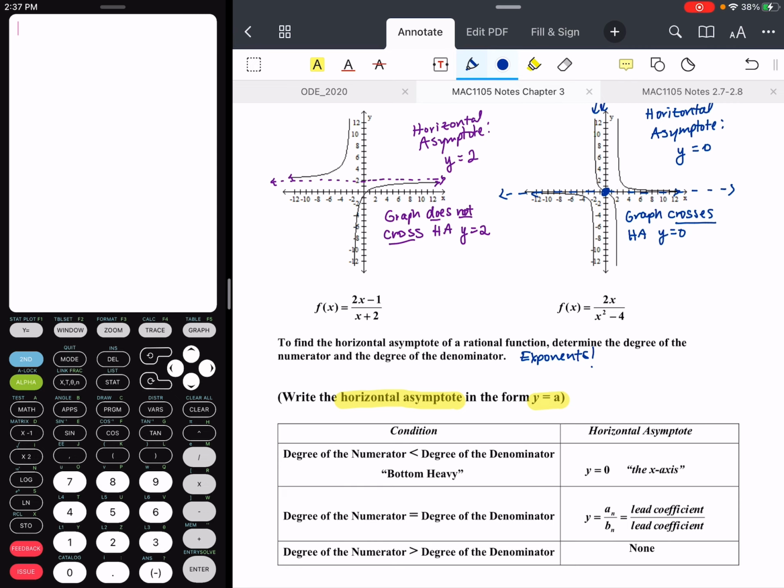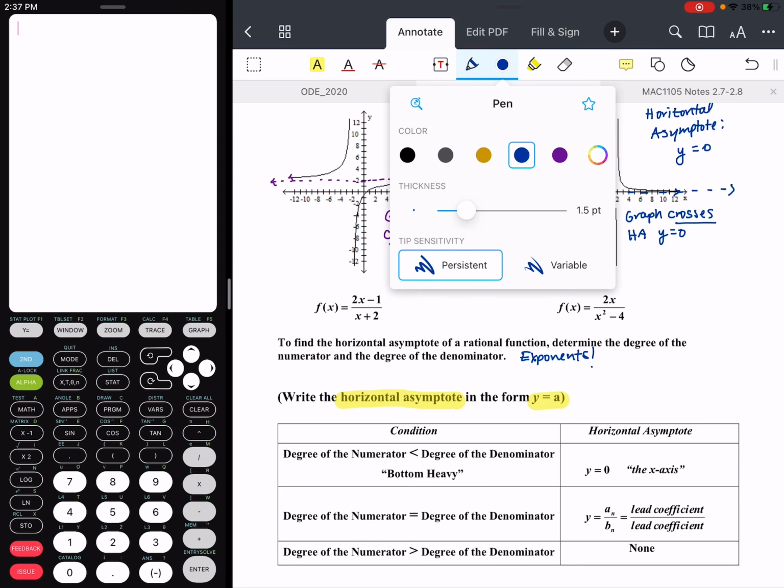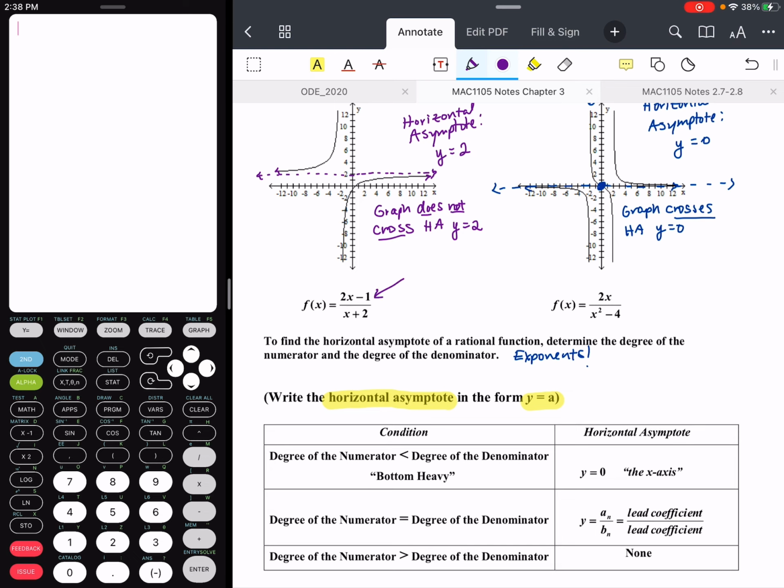So for our function on the left here, let's look at the numerator. Okay, so the numerator degree equals what? Well, I've got 2 times x to the first power minus 1. I've only got one variable. Its exponent is a 1, so the numerator degree equals 1. In my denominator, I've got x plus 2. That's x to the first power plus 2. So the denominator degree, again, equals 1 from that exponent 1.